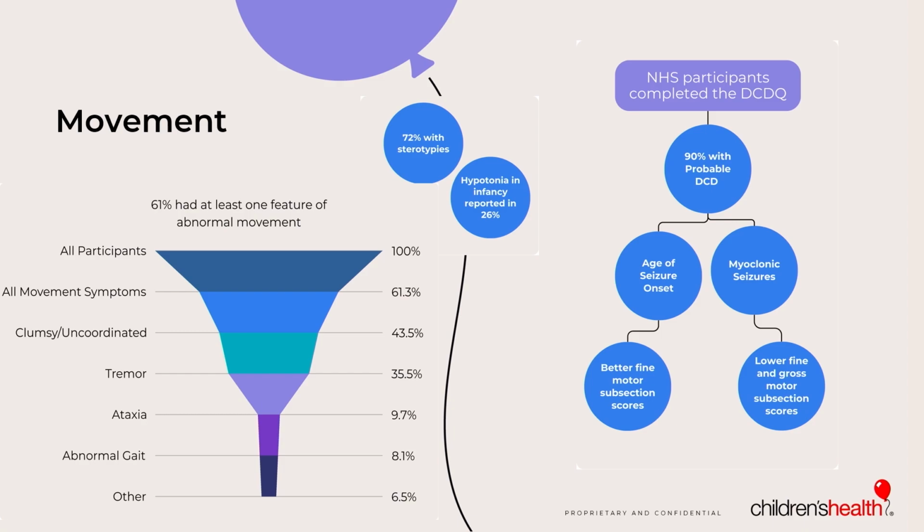Developmental coordination disorder questionnaires were administered to the 20 natural history study participants, and of those, 90% were able to be classified as probable developmental coordination disorder. Even in participants without autism or intellectual disability, their DCDQ score was more likely to be lower than their age-matched peers, often with abnormalities in muscle tone or clumsiness. Those with myoclonic seizures were likely to have lower scores in fine motor and gross motor subsections, and a later age of seizure onset was associated with a better fine motor score.